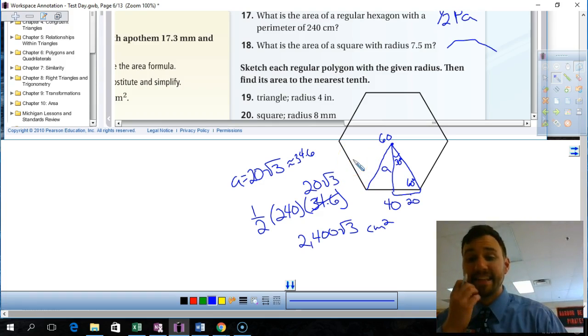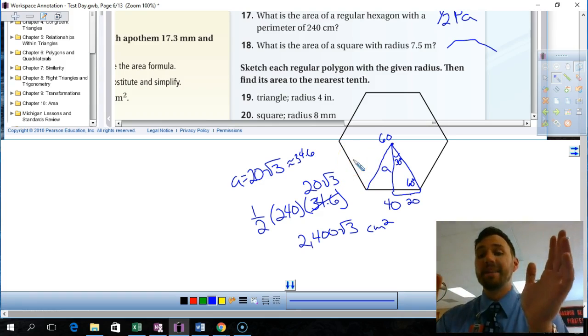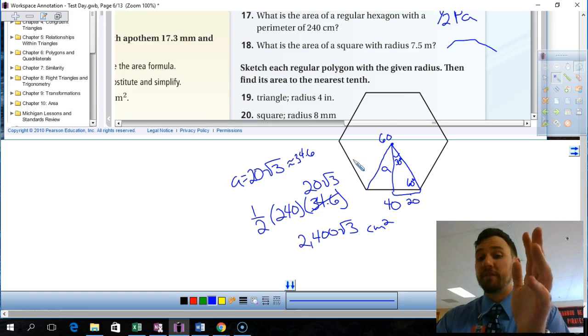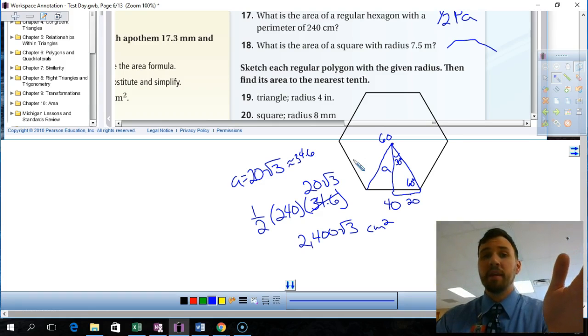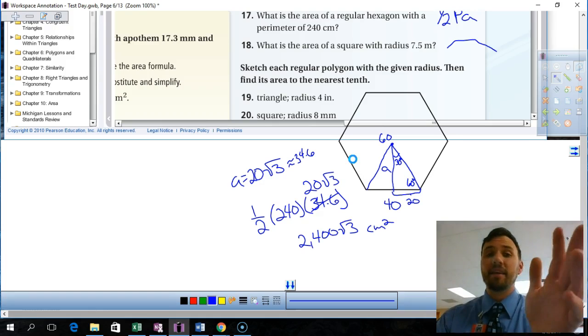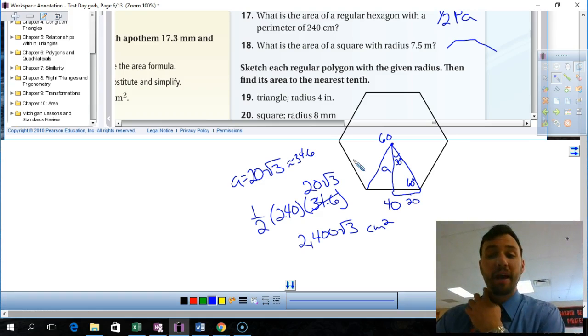Alright, these are not easy. But what if I told you on the exam there's a possibility I give you the apothem and a side length? Now if I give you apothem and side length, please multiply your side length by how many sides to get perimeter and do 1/2 perimeter times whatever that apothem is I give you. Alright, again, just find the perimeter and the apothem and plug it in.